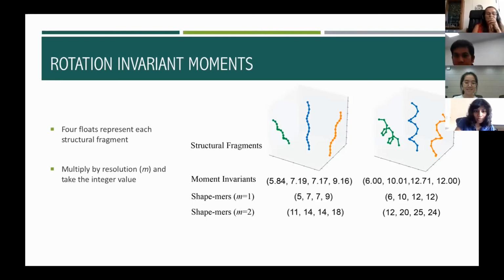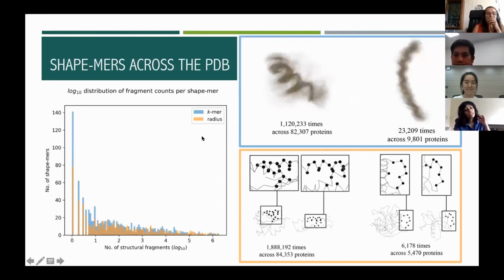Right, so let's move to real data. We calculated shapemers across around 90,000 structures in the PDB with less than 40% sequence identity. We used a k-mer approach with a k-mer size of 16 and the radius approach with a radius of 10. The first thing that we found is that the distribution of fragments across shapemers is not very uniform.